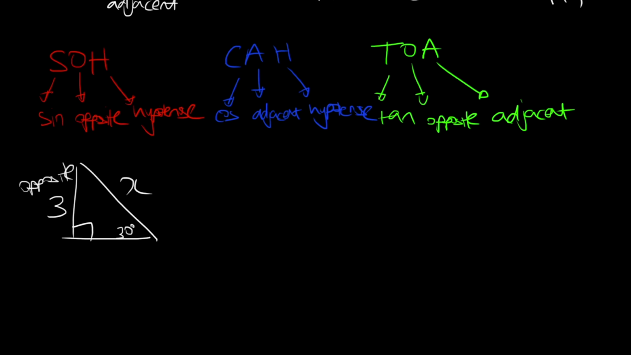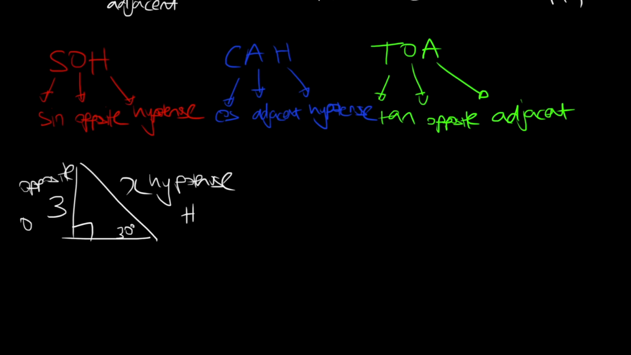And I've been given the hypotenuse, the side that's opposite the right angle. So I have O and I have H, so which ratio should I use? Obviously I should use the sine ratio because it's got opposite and hypotenuse, which is what we need in order to determine this missing side here.